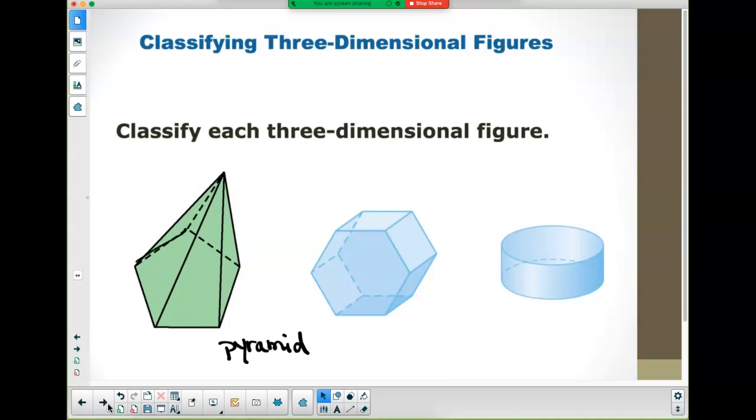We have to look at the base. What shape is this base? What's that called? Pentagon. So we would call it a pentagonal pyramid. So write that down. A pentagonal pyramid, or a pentagonal. Some people would say it that way.